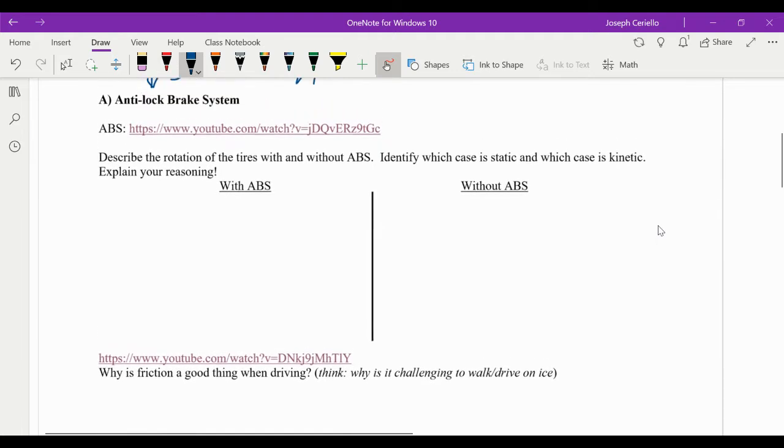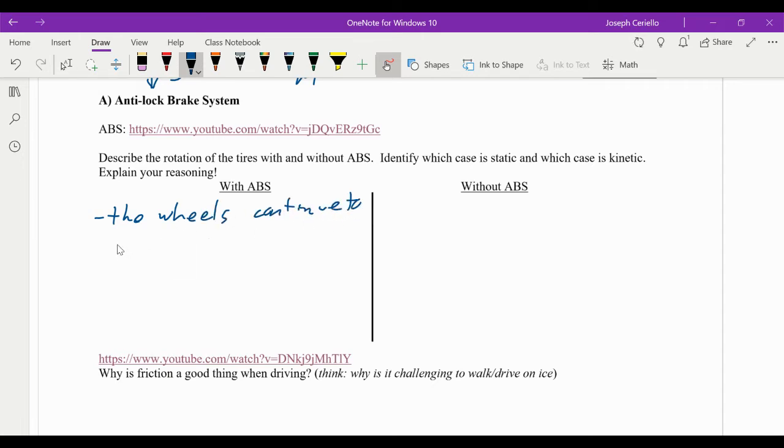So we watched a video on anti-lock brakes. I highly recommend you watch it again. It wasn't that clear, showing it in class, but definitely watch it again on your own computer. What we saw was with anti-lock brakes, the wheels continue to spin as the car stops.